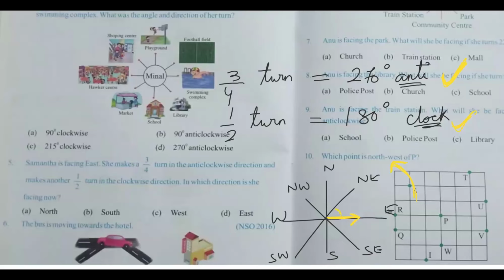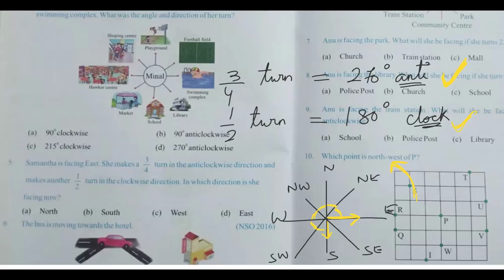One turn is 45. So two turns will be 90, three turns will be 135, four turns will be 180, five turns will be 225, and six turns will be 270. That means she'll be facing south when she has taken a 270 degrees anti-clockwise turn. Isn't it?